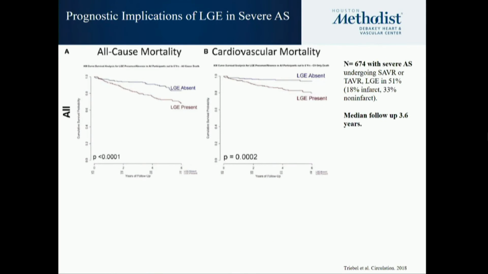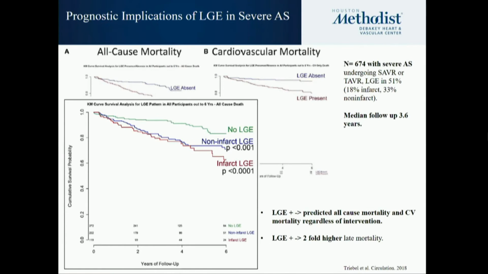And so this tells us that there's prognostic implications of replacement fibrosis also in severe aortic stenosis. This particular study looked at all-cause mortality and cardiovascular mortality in about 670 patients with severe aortic stenosis that were undergoing valve intervention. And out of those, you see that those having replacement fibrosis did poorly as opposed to those who did not have replacement fibrosis. And this was a median follow-up of about 2.6 years.